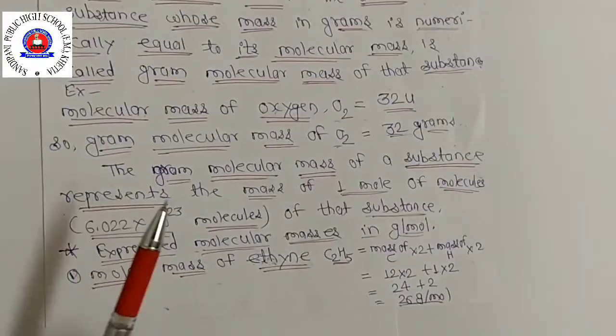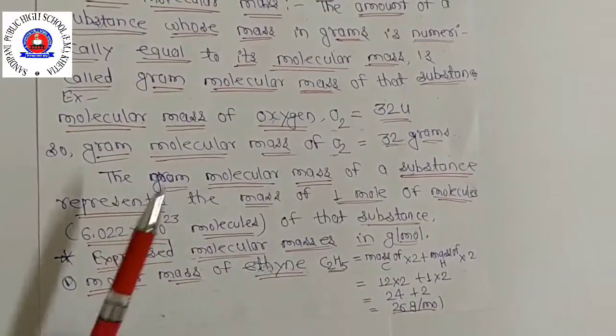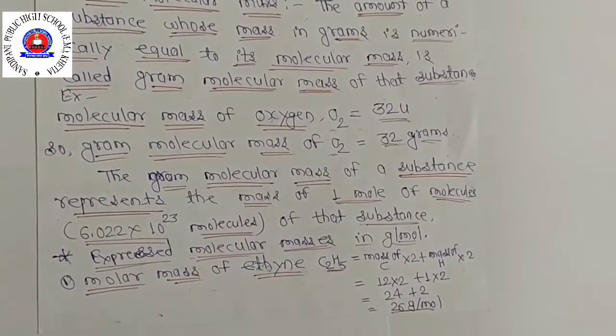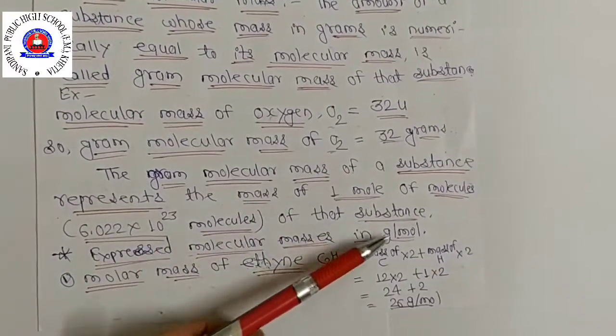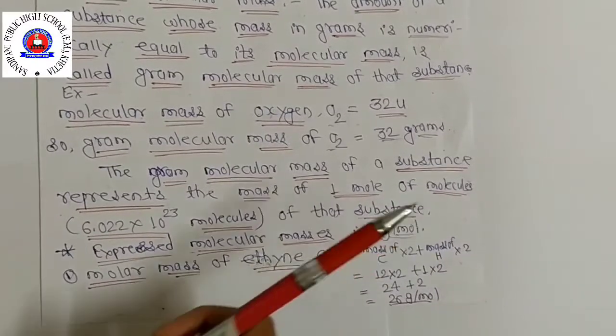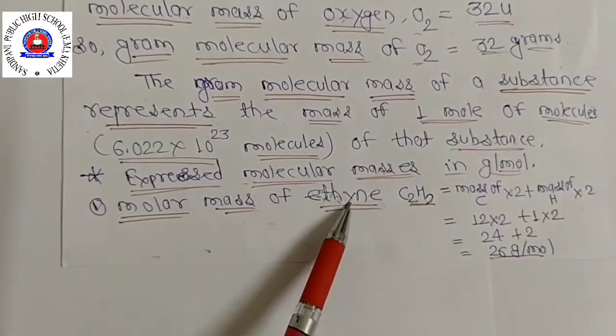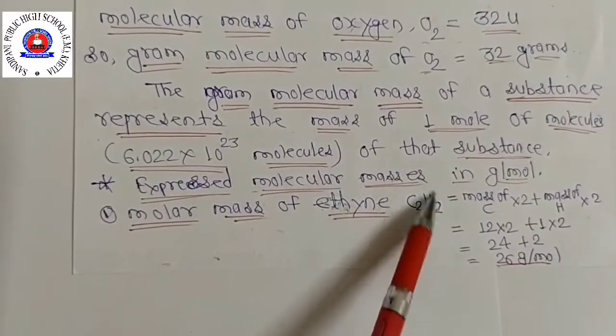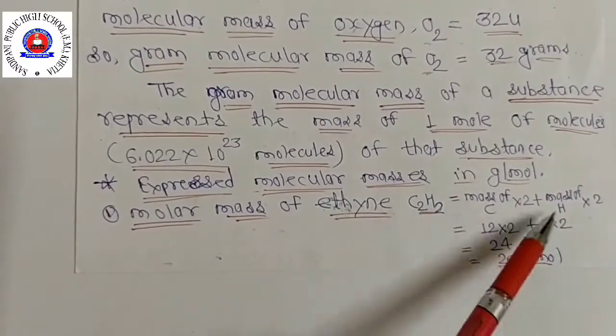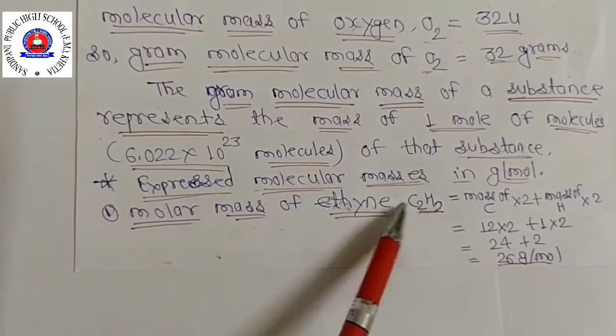Clear this one? So the molar mass of a substance will be equal to the respective molecular mass expressed in gram per mole. For example, now molar mass of ethyne C2H2, that is the formula, will be equal to the sum of the atomic masses, so C2H2.